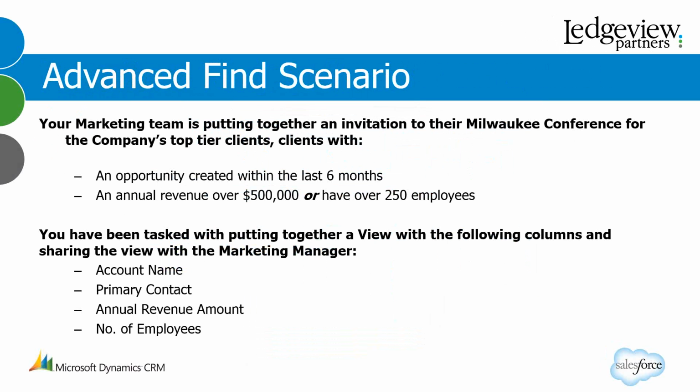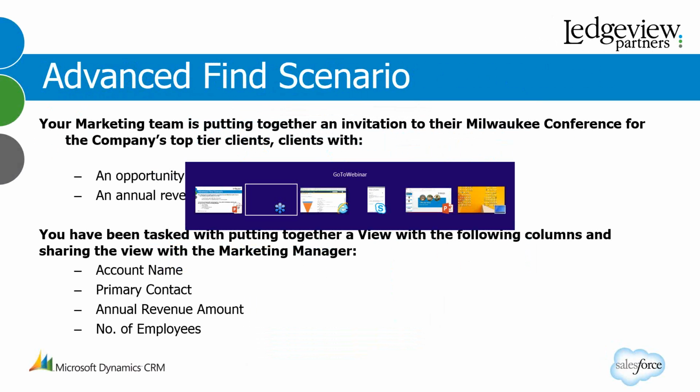Okay, let's jump into our Advanced Find scenario. Our scenario today is your marketing team is putting together an invitation to their Milwaukee conference for the company's top tier clients. These are clients with opportunities created within the last 6 months and an annual revenue over $500,000 or have over 250 employees. You've been tasked with putting together a view with the following columns and sharing the view with your marketing manager. You want to have the account name, primary contact, the annual revenue amount, and number of them. Without further ado, let's build this Advanced Find scenario.